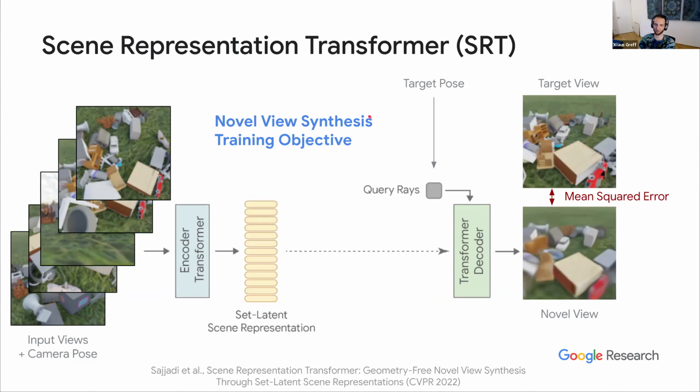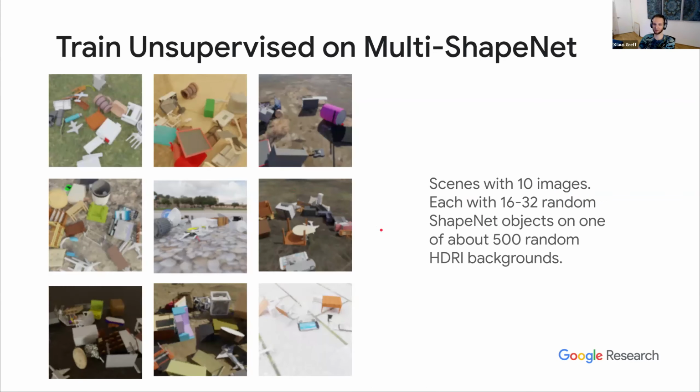So this is novel view synthesis as a training objective, essentially amortizing the optimization that the NeRF is doing. And then what we did here is we just trained this in a completely unsupervised fashion, apart from the given camera poses that we had for all the cameras, on a data set we generated of scenes like this, with 16 to 32 random ShapeNet objects tossed in the middle, in front of 500 or so backgrounds.